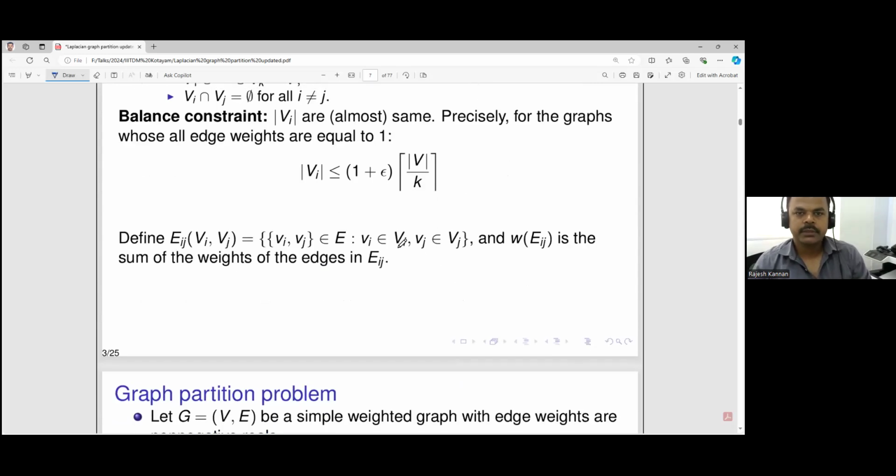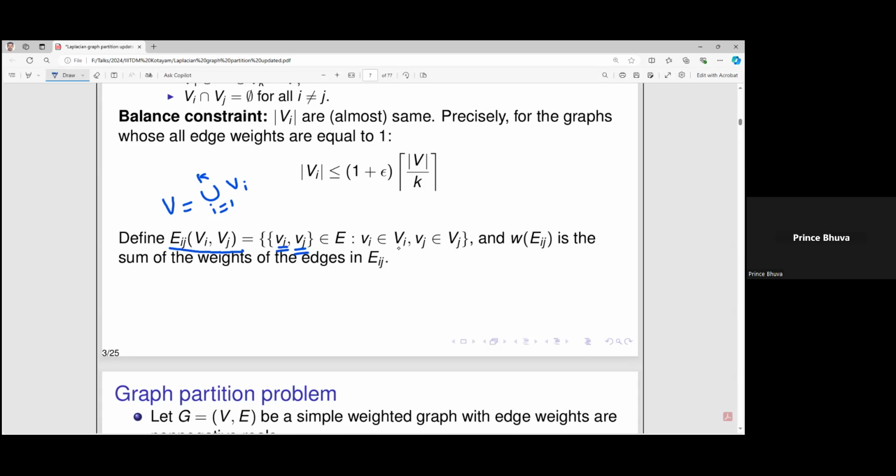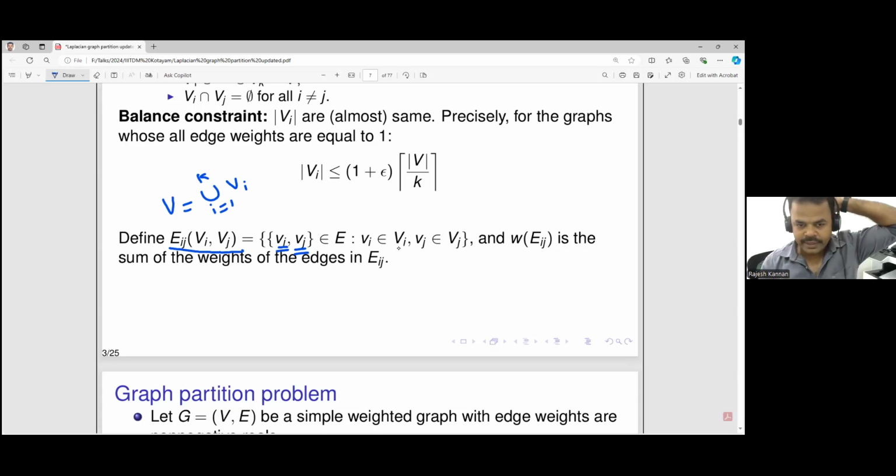Now we need two more notations. For a given Vi and Vj, the partition is given to you. So V is the union over i equal to 1 to k of Vi. Among this collection, for i not equal to j, let us define a new set Eij, the set Eij of Vi comma Vj. You collect all the edges which have one end in Vi and the other end in Vj.